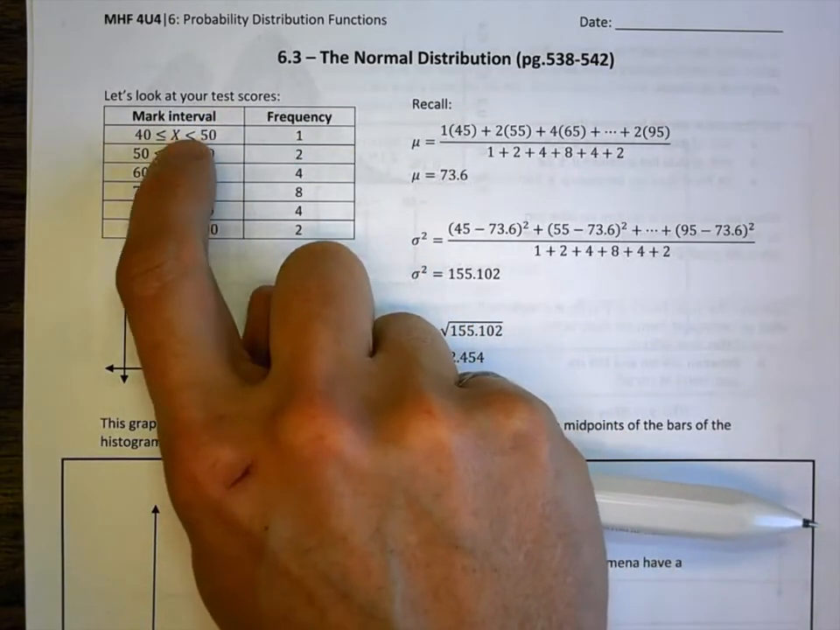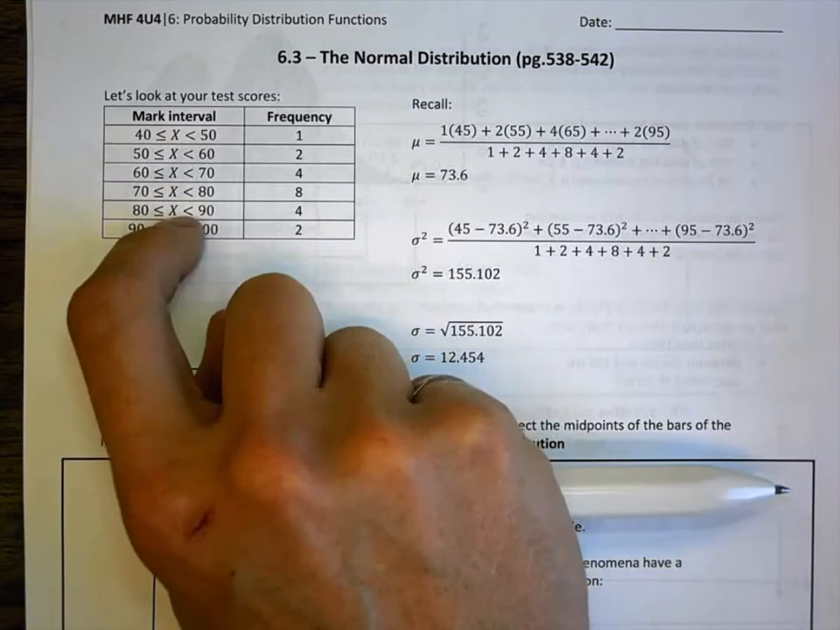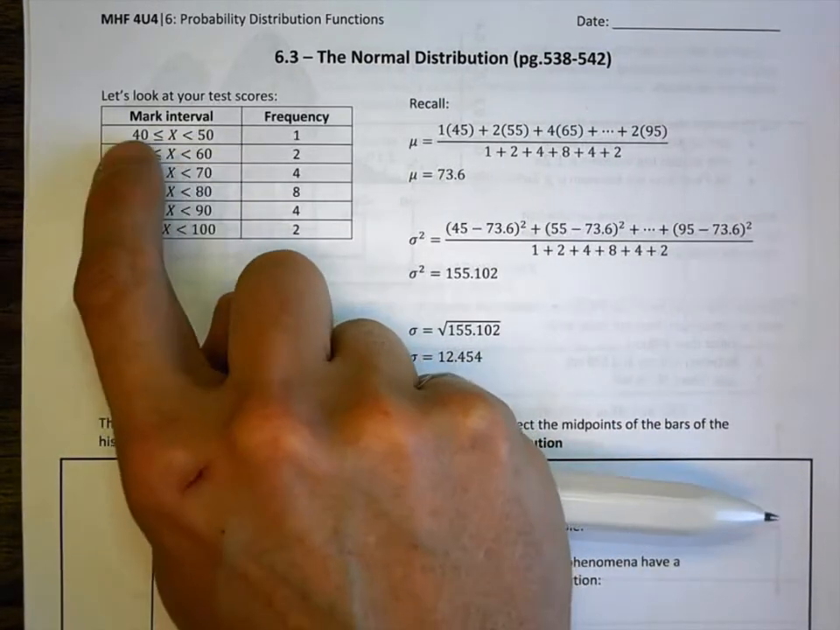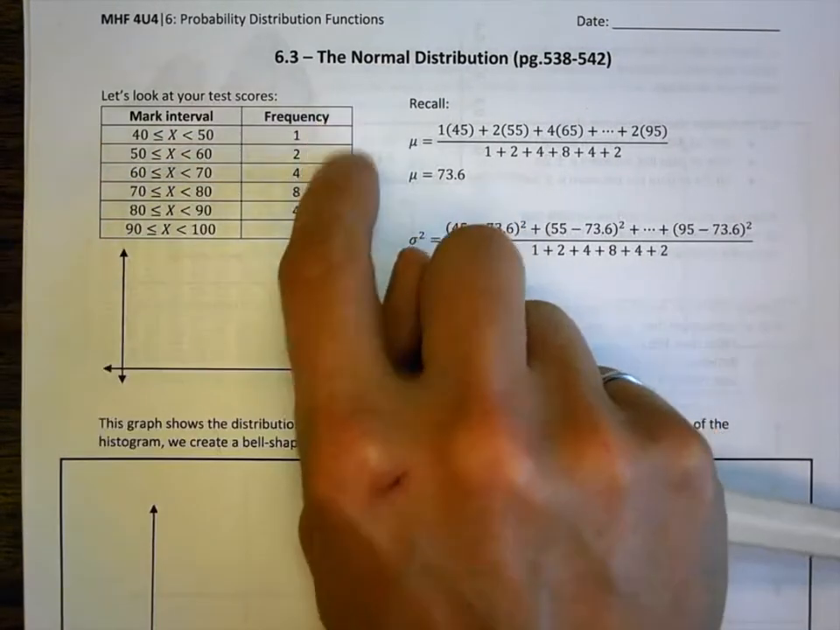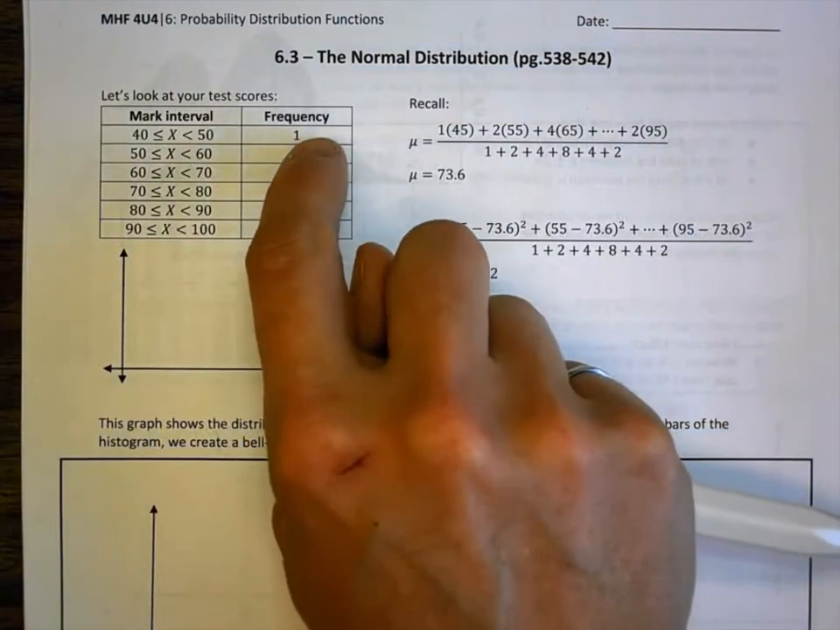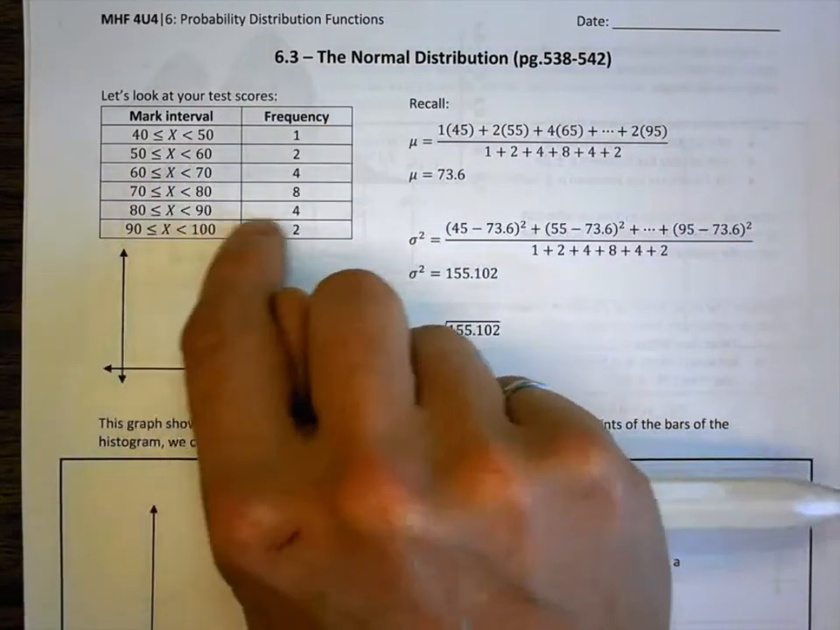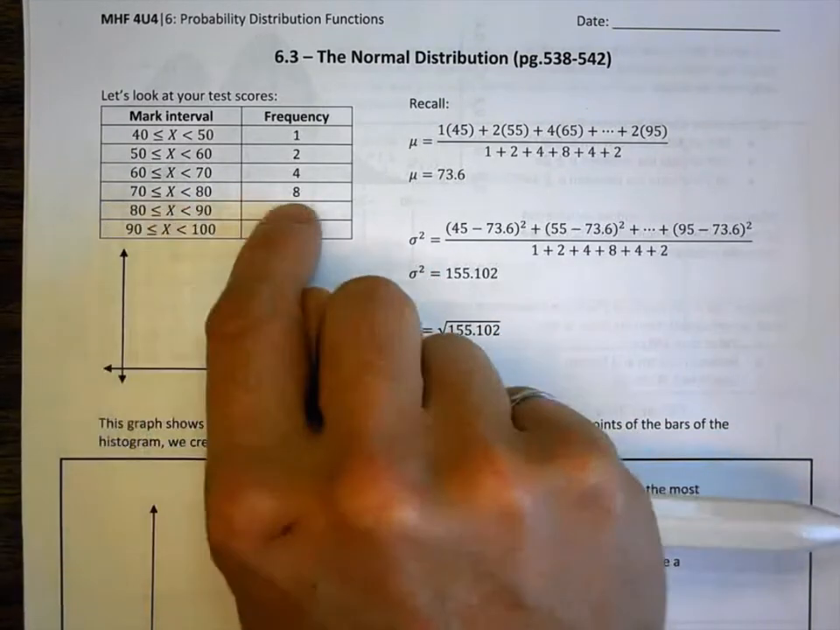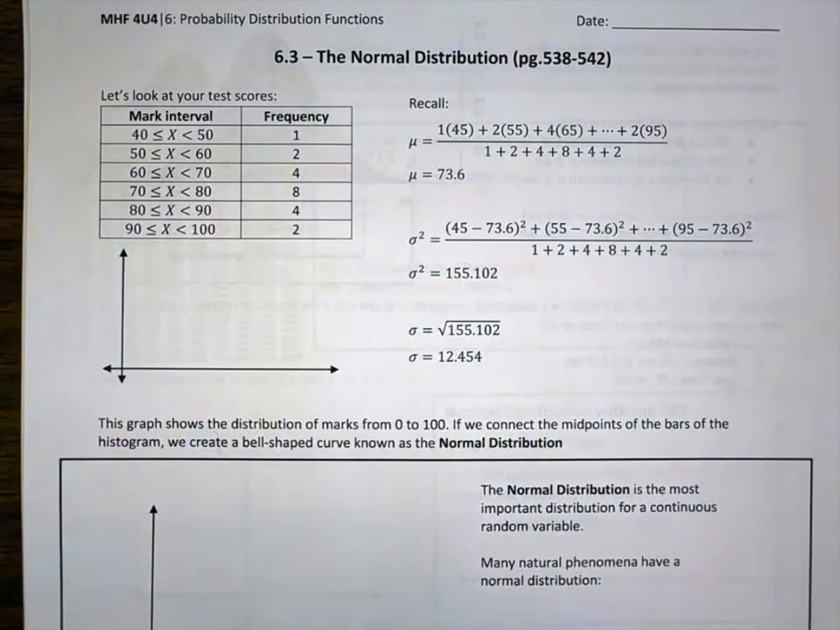So I have a random variable x, which is your mark on a test, and I have all these different ranges, 40 to 50, 50 to 60, and you can see how many students were in each of those ranges. So one was below 50. My modal class is between 70 and 80. That's where I have the most number of students.